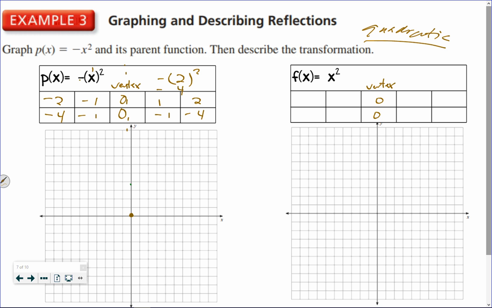0, 0; -1, -1; 1 and -1; 2, -4; and then it just matches on the other side. And now just like so. Okay, can I do the same thing on the other side? Sure. 1, 2, -1, -4.